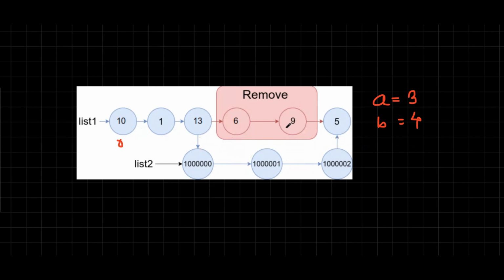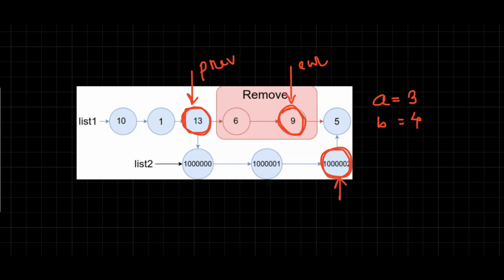Now, we have to do 2 things. We have to mark the previous node of A. So here, the previous node of A is 13. Now, we have to mark the node B. So our node B is 9. So these are 2 pointers. Let's say this is previous and this is current. Now we have to mark one more thing, which is the last element of list 2, which is this.